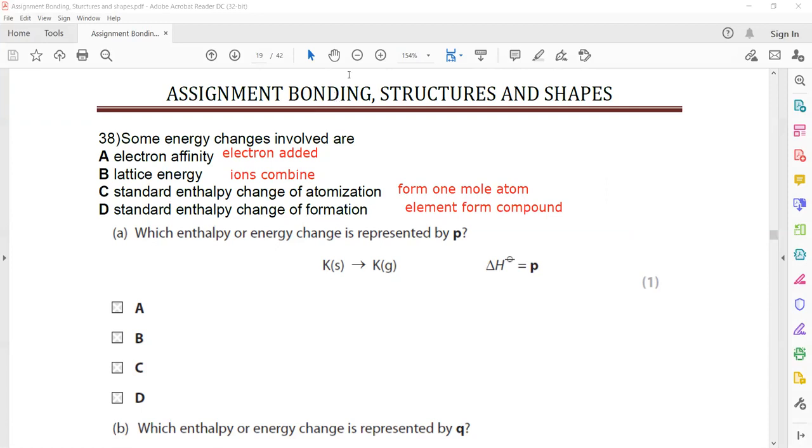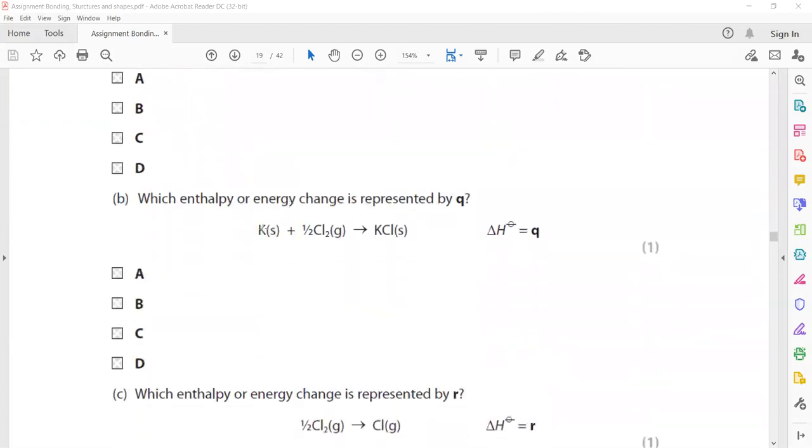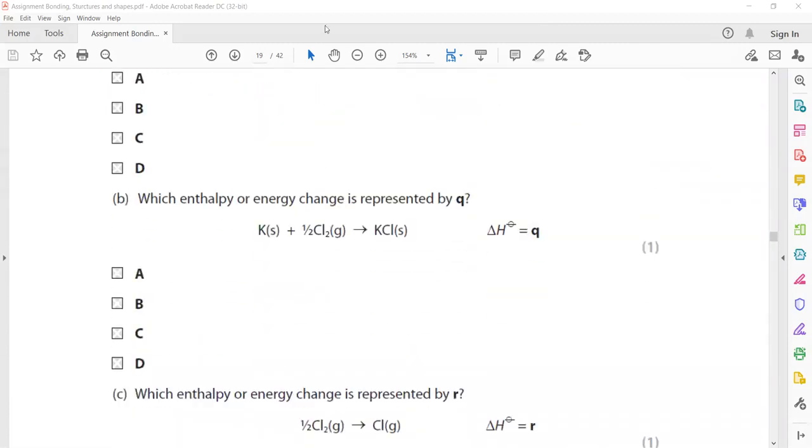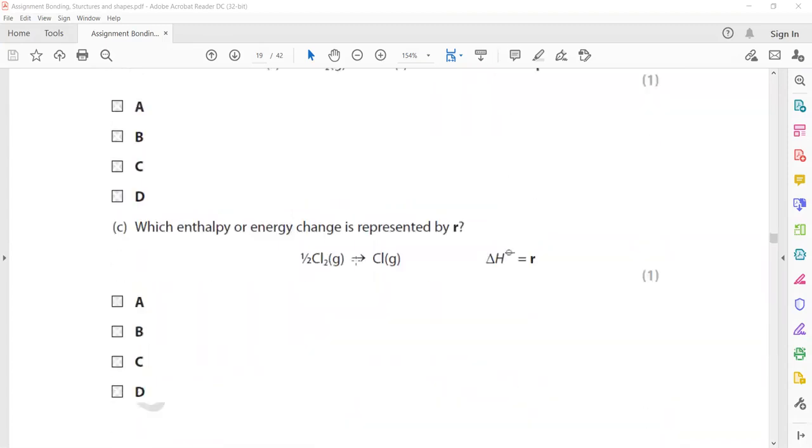So which enthalpy change is represented by P? You're producing an atom in a gaseous state. When you produce an atom in a gaseous state, we call that atomization. So C is the right answer. Then elements are forming a compound. When elements are forming a compound, we call that formation. So D will be the right answer. And in the last one, the energy change when a molecule forms atoms in a gaseous state is also atomization. So again, C will be the answer.